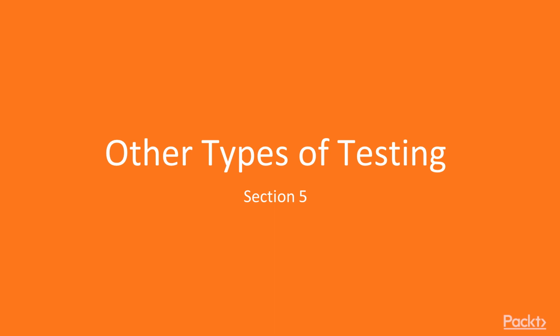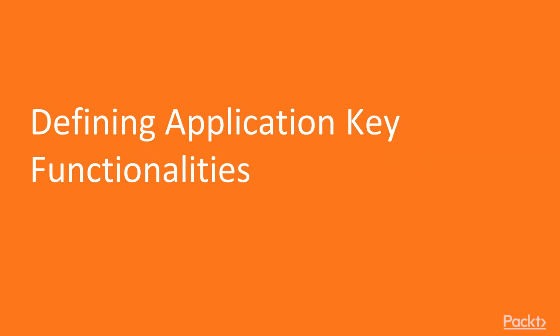We will talk about smoke testing, regression testing, and a bit about continuous integration. Before we can smoke test our applications, we need to define the key functionalities that our system under test needs to have. You'll understand why this is vital in the next video.